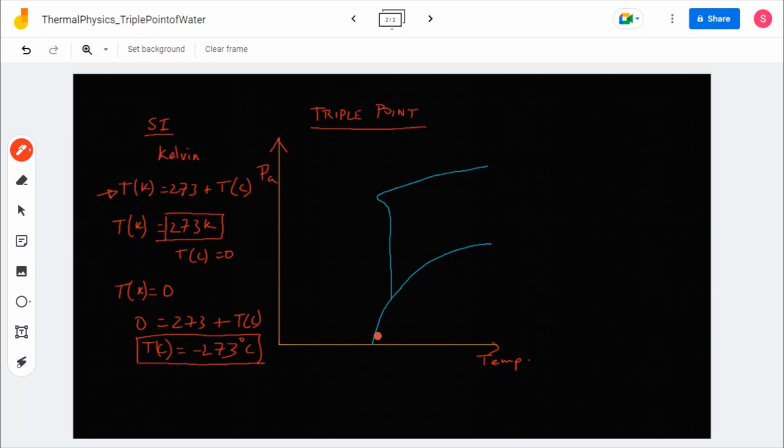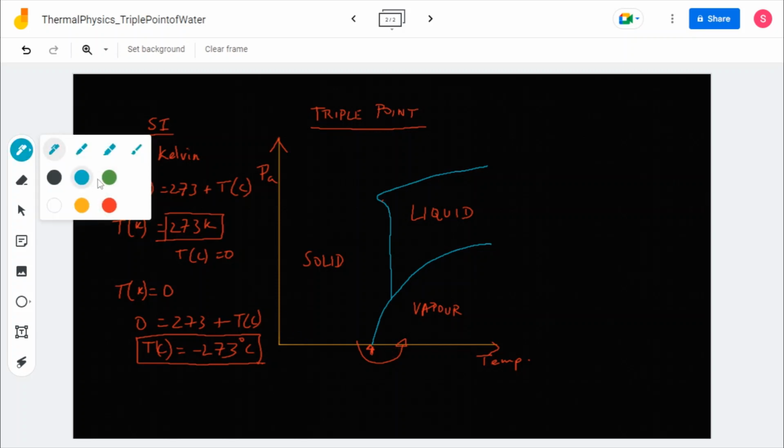Now, there are three states of water, we know. So this phase, what I've marked here, is the liquid, the water phase of the water. This is the vapor state of water, and this is solid, which is ice. Now, if I increase the temperature beyond this point slightly, water can change from solid to vapor.